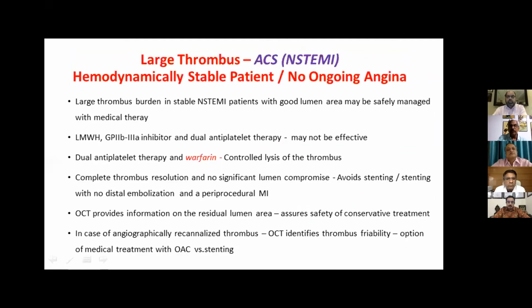So in short, in a large thrombus with non-ST elevation, who's hemodynamically stable, keep off your trigger, use 2B blockers, use dual antiplatelet, after which, after 48 hours, if you still see large thrombus, give warfarin, bring them back after 6 weeks, complete thrombus resolution is provided, and then you focally stent and avoid all the problems of no reflow because of stability.